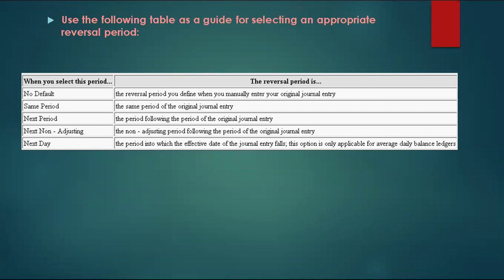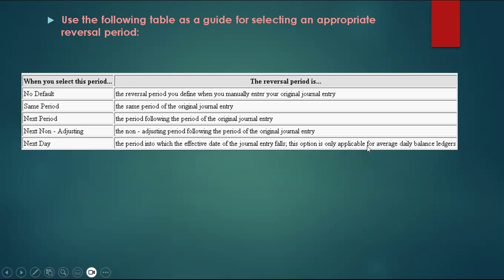Then when it comes to next non-adjusting, this is the non-adjusting period following the period of the journal entry. I think that one is straightforward. Then next day: the period into which the effective date of the journal entry falls.